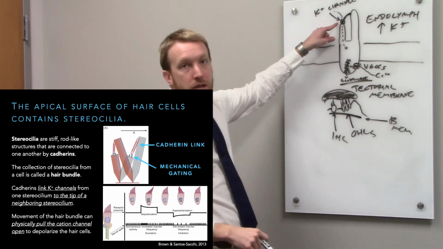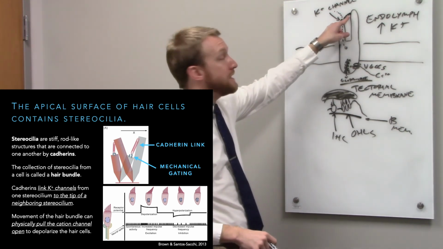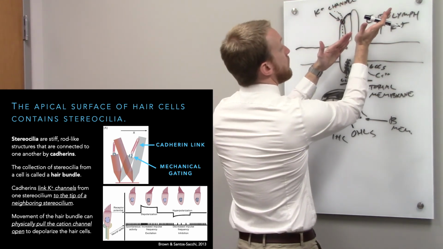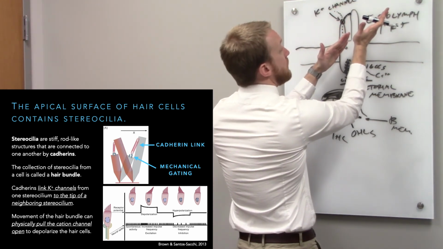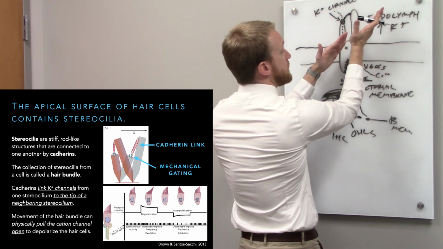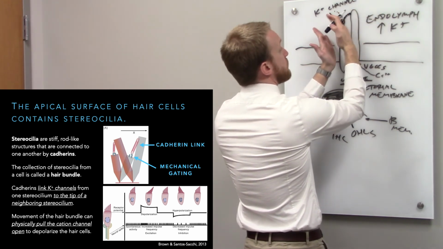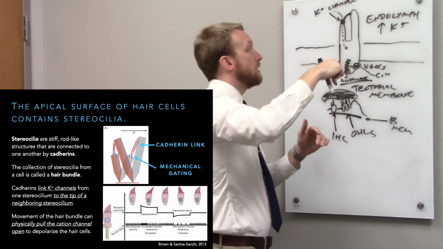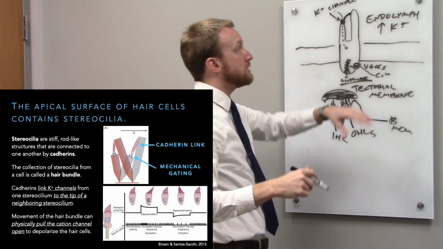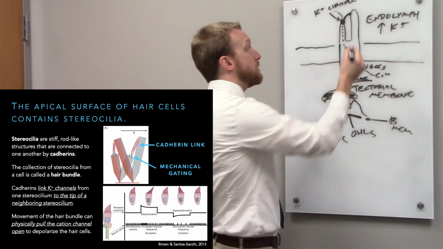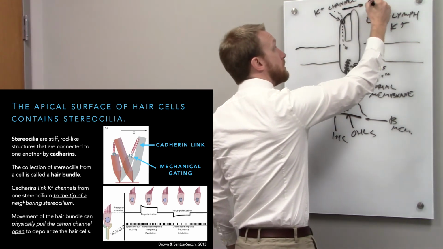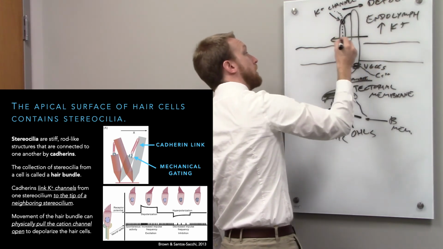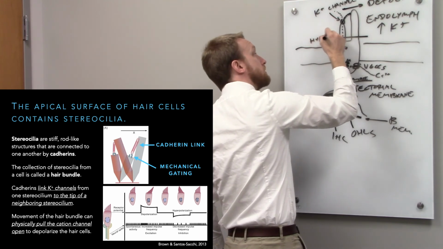The degree to which we let potassium in depends on how much tension we have on the tip link. If we deflect toward the taller one, the distance increases, thus the tension increases. If we deflect toward the shorter one, the tension on the tip link drops. Potassium influx decreases and we get hyperpolarization. So when we bend our hair cells this way, we depolarize. If we bend our hair cells this way, we hyperpolarize.